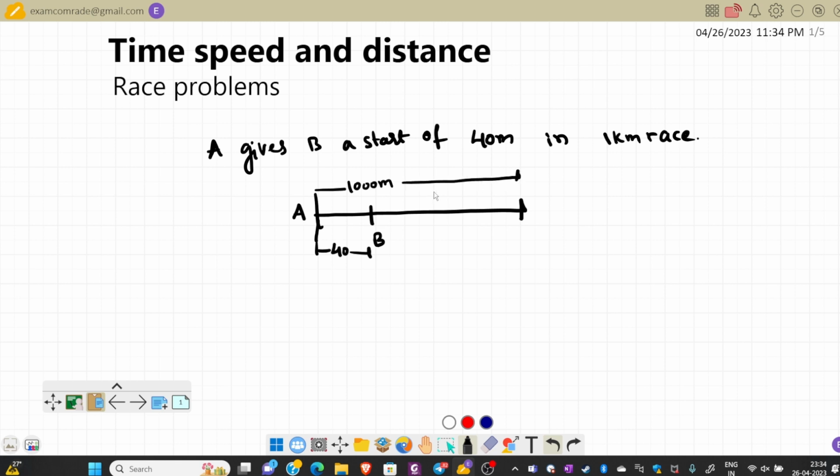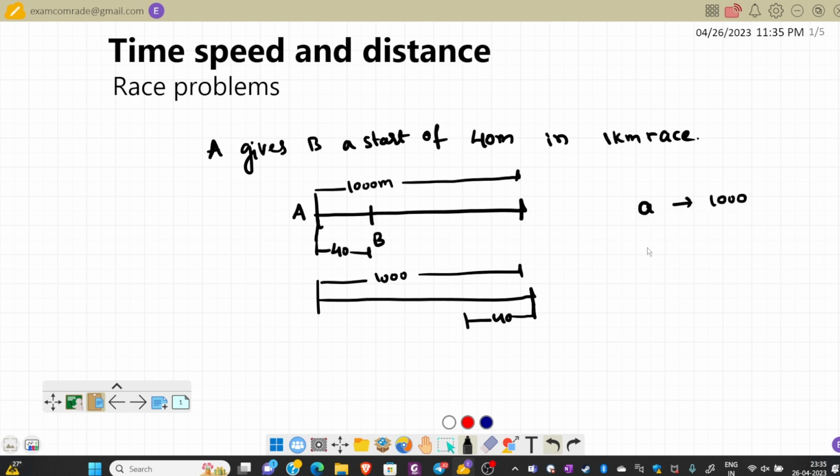Okay, whether this case or this case, the distance traveled by A is 1000 meters. Distance traveled by B is 960 meters, in the same time. So since distance is proportional to speed, speeds will be in the ratio of their distances. So A by B is equal to 1000 by 960, or 25 by 24.